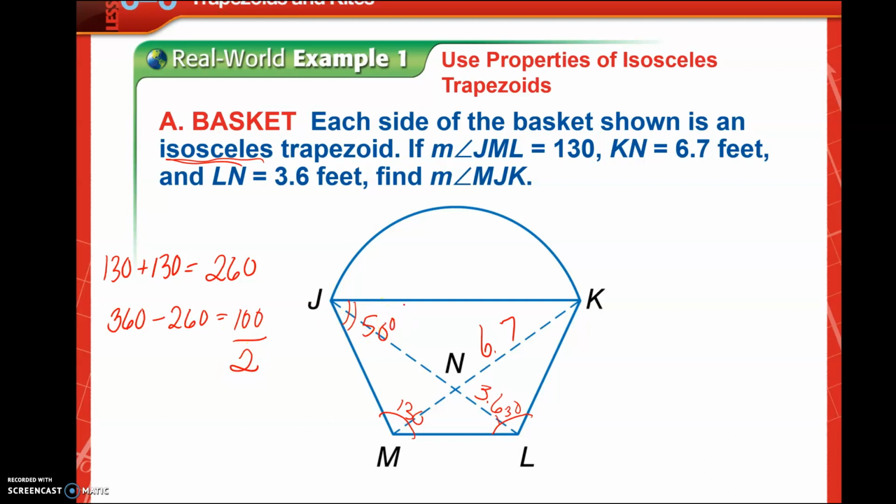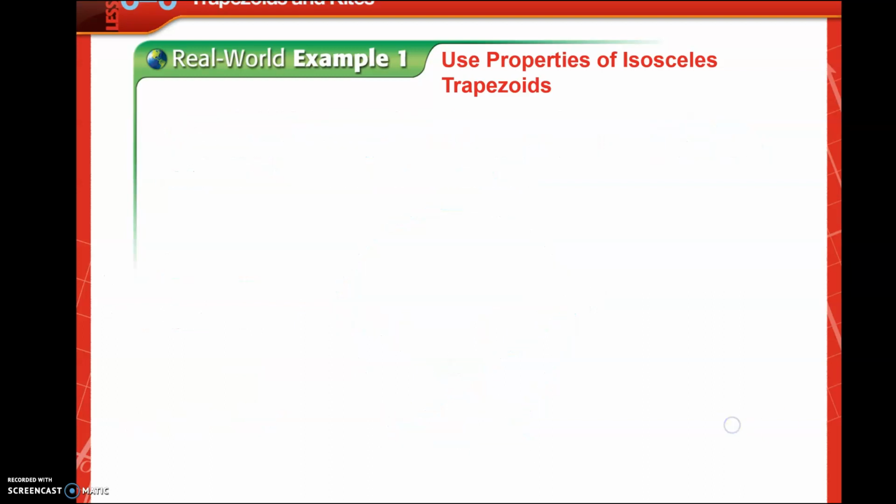Hopefully some of you are also seeing that since these are parallel lines, these two angles are consecutive, which means that consecutive angles are supplementary. So I could have also done 180 minus 130 and gotten 50 that way. So there are always a few ways we can solve things, and hopefully we can talk about as many of those as we can, because there are different ways to see it.